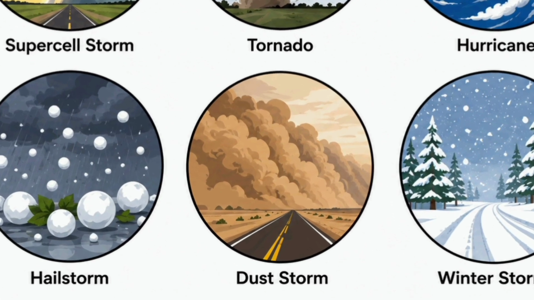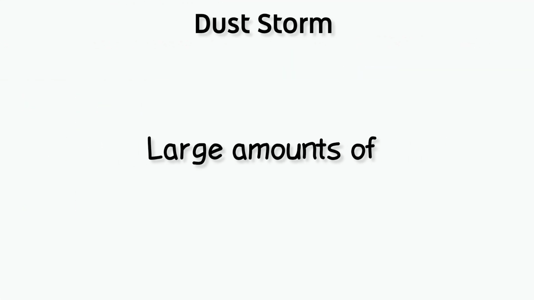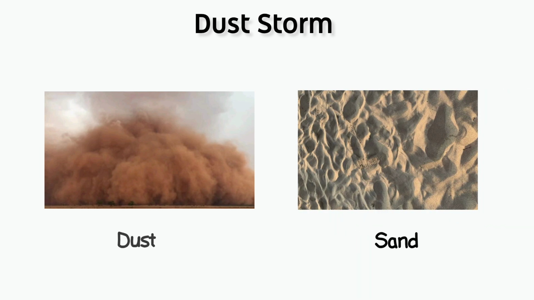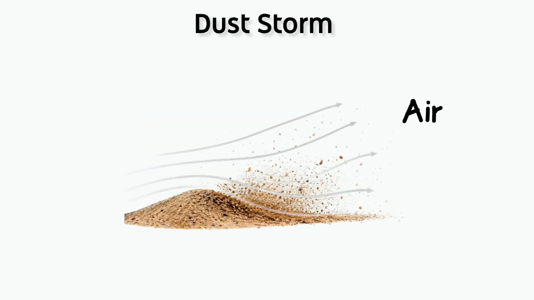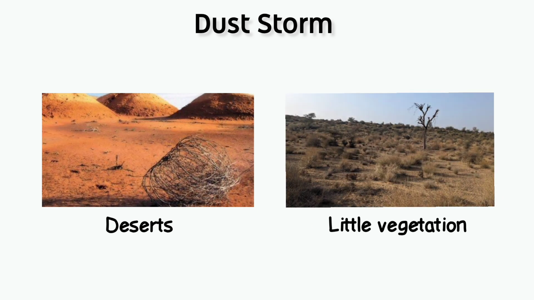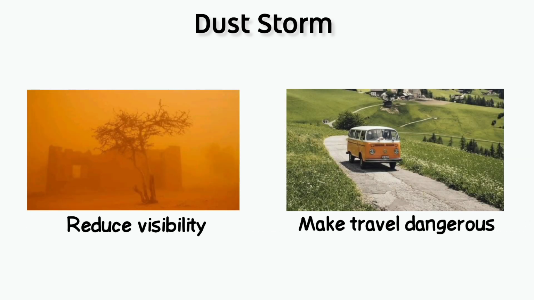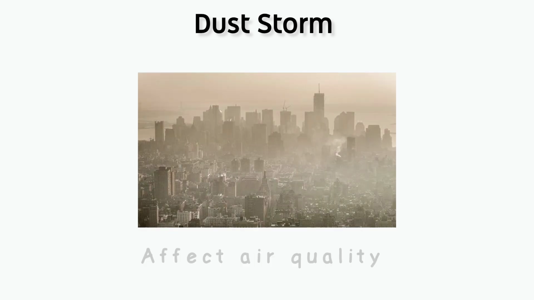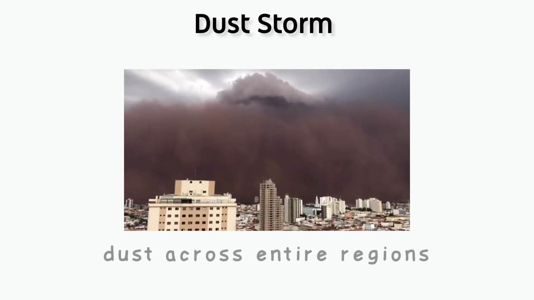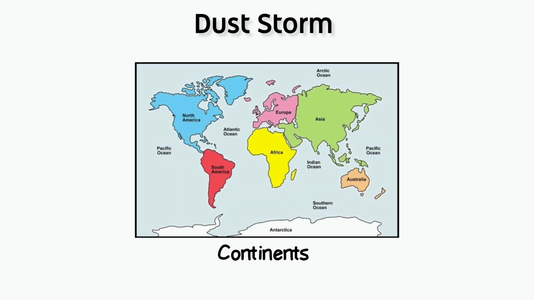Dust storm. A dust storm occurs when strong winds lift large amounts of dust and sand from dry ground into the air. These storms are common in deserts and areas with little vegetation. They can reduce visibility, make travel dangerous, and affect air quality. Some dust storms can carry dust across entire regions and even travel between continents.